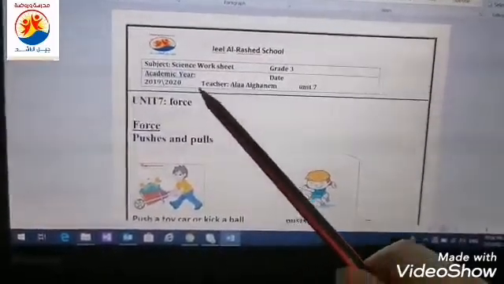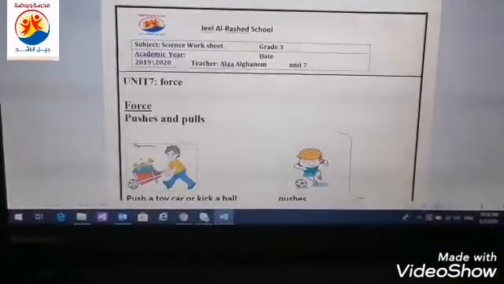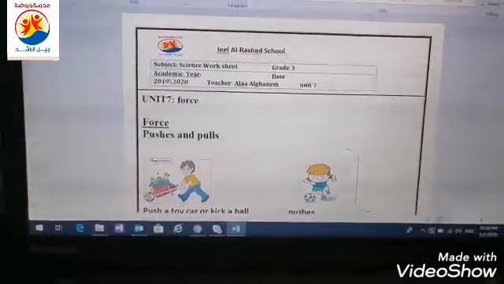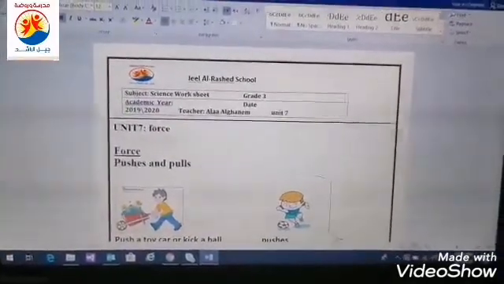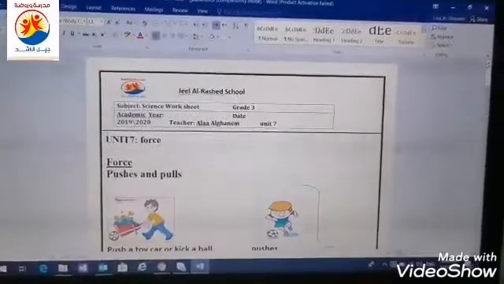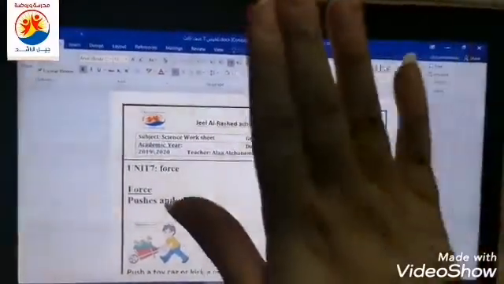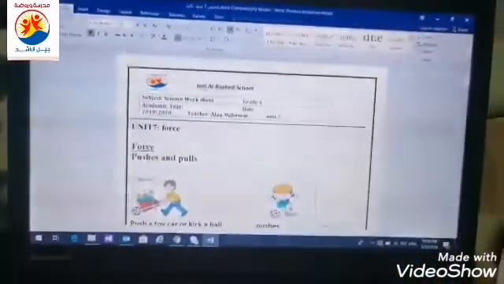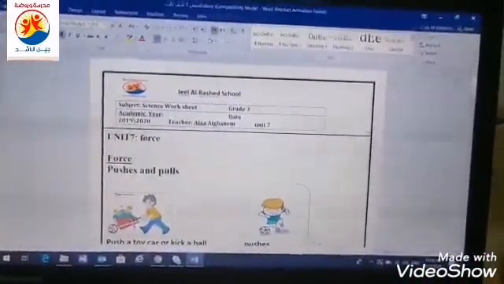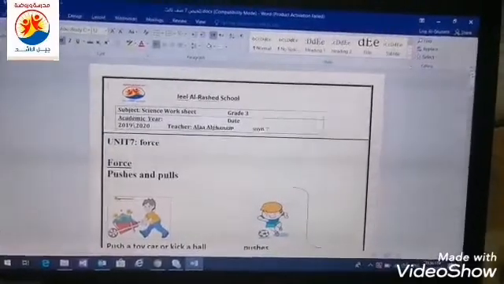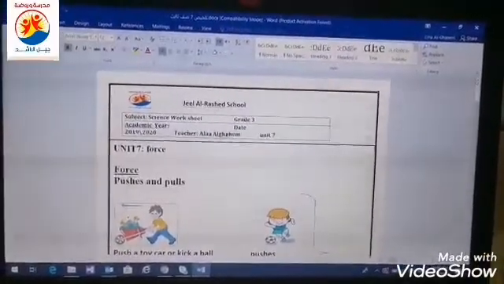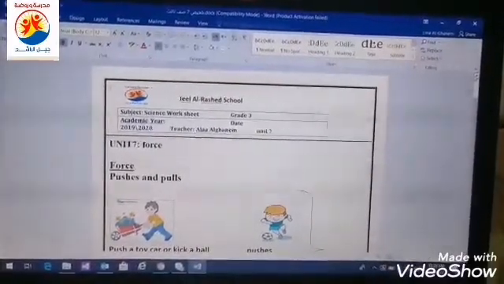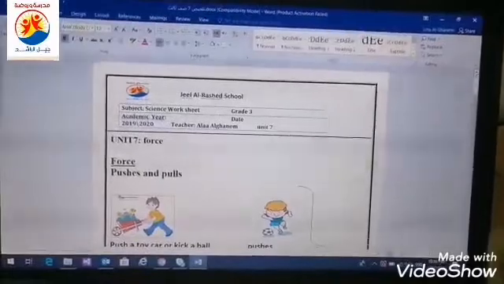The unit name is Force. We will talk today about force and forces. What is forces, guys? Push and pull. Push, pull. These are forces. Forces are required to move things and also to stop things from moving.